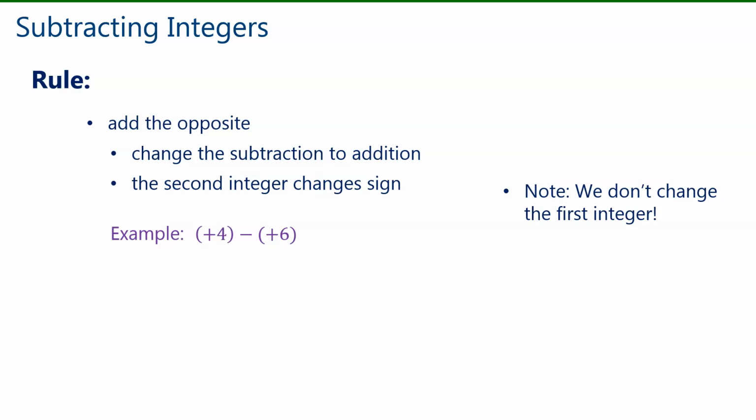So let's look at this example. If I have a +4, subtract a +6, I'm going to change that to +4 plus a -6. So notice that the first integer did not change, that's the same. I changed the subtraction to an addition sign. And then the second integer changed sign. It went from a +6 to a -6. So now that it's simply an addition statement, we can just follow the rules for addition that we learned in the previous video.